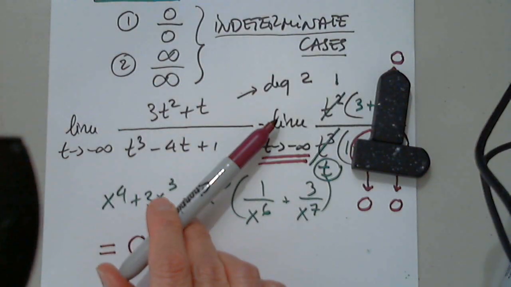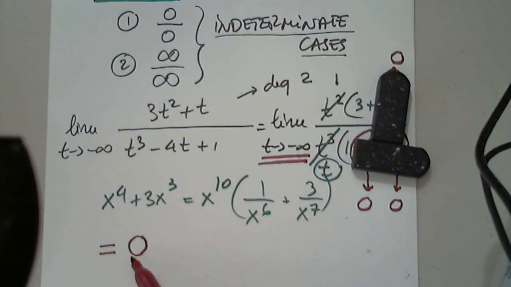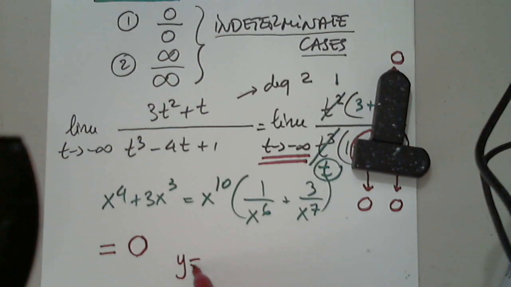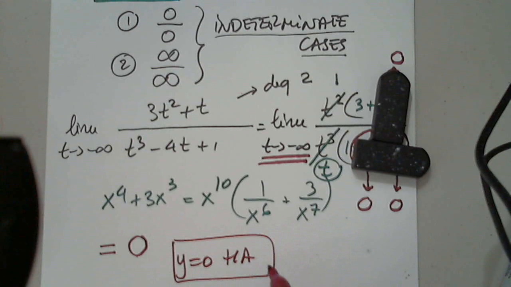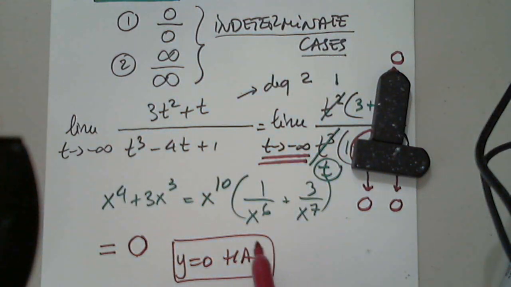So the limit of 3 over t as t approaches infinity or negative infinity is 0, which means y equals 0 is a horizontal asymptote. Since it's a pure rational function, it will be at both sides, not just at negative infinity.